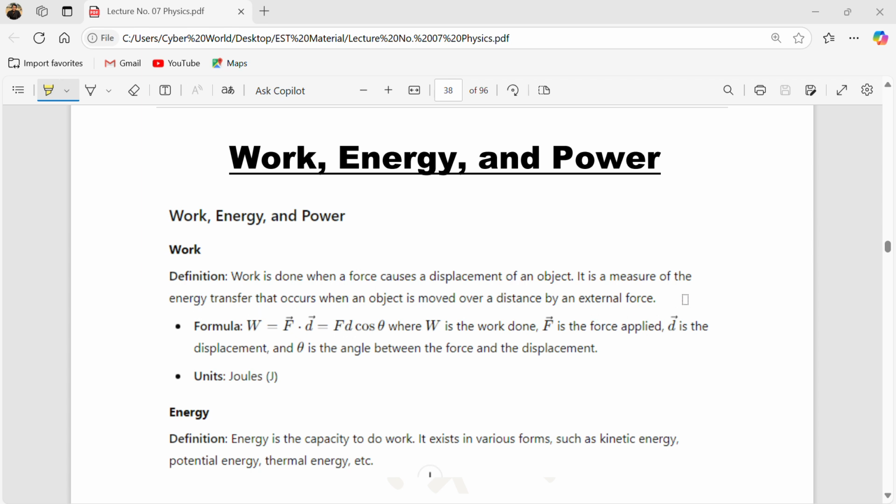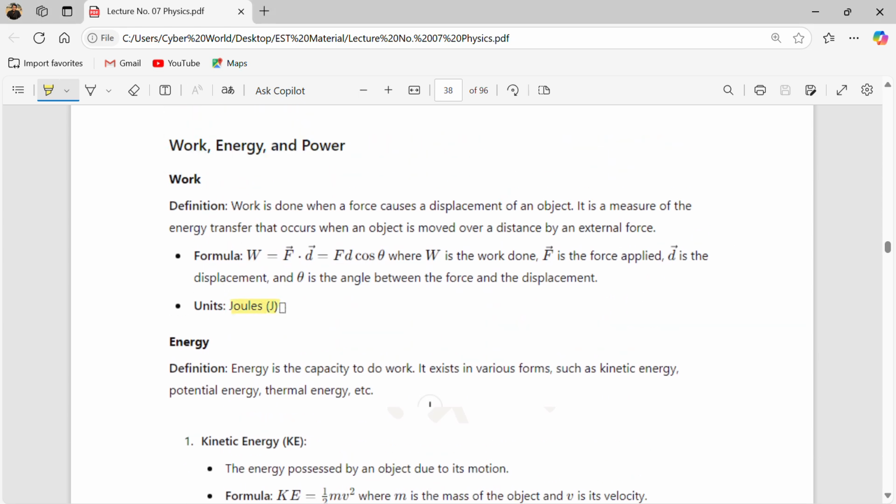You can say that it is the measure of the energy transfer that occurs when an object is moved over a distance by an external force. So if an external force is applied and it covers some displacement, this is called the work done. And work done is always along which component? Yes, you are right, along the horizontal component. The work done along the vertical component is zero. So the formula is F dot D, and the horizontal component is split, so it becomes F D cos theta. And work is measured in joules.